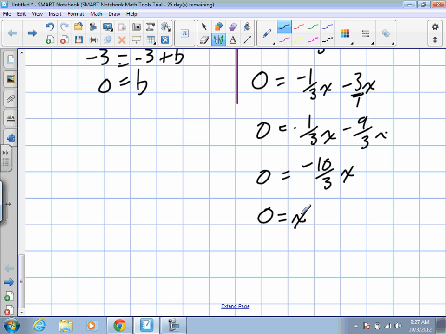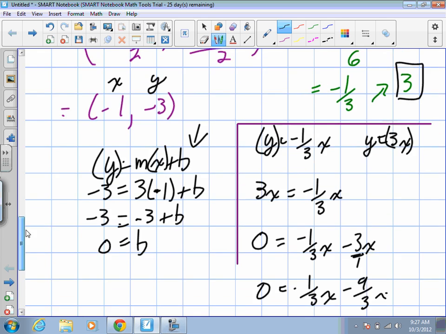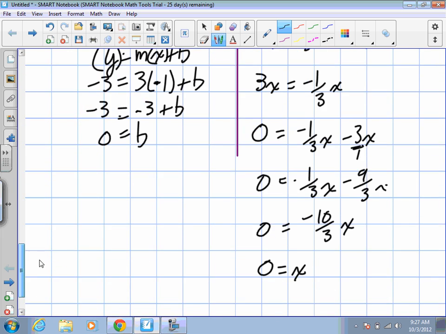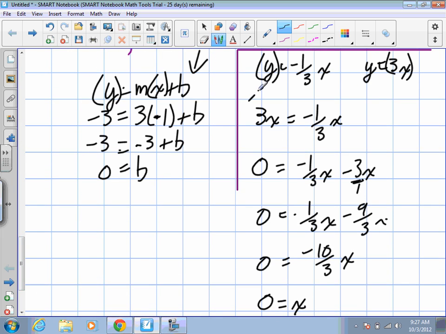Our x value being 0 makes sense if we're substituting. Remember, our origin's at 0. Well, I then take that 0 and plug it into one of these equations. That's our substitution method. I'll do this equation here. Y equals 3 times 0. What's our y value? 0. So the origin is at 0 and 0. I found the point of intersection.